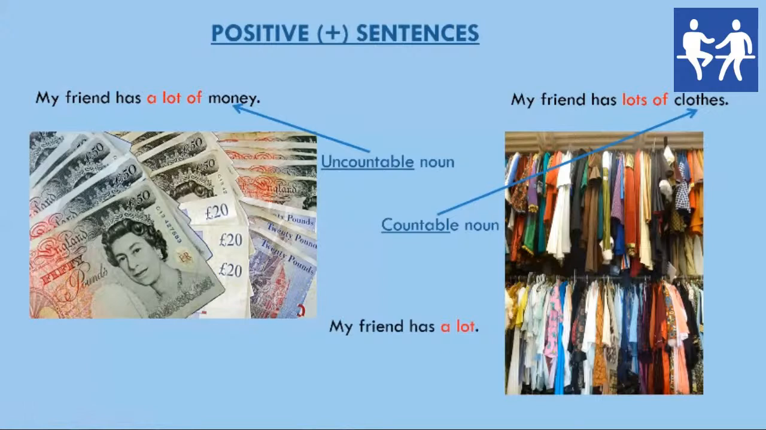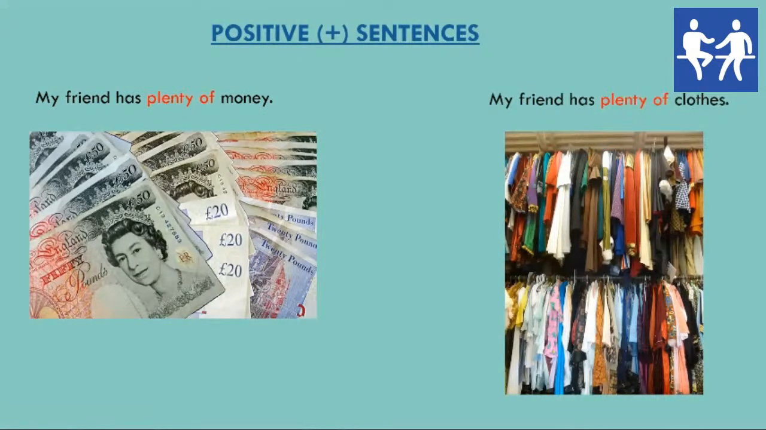If we're not using a noun, we just say a lot. We don't need an of, and it doesn't matter whether it's countable or uncountable. So you can see here that this is what we do with a positive sentence.